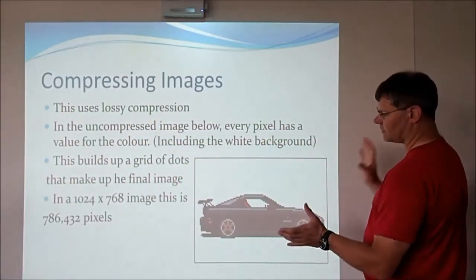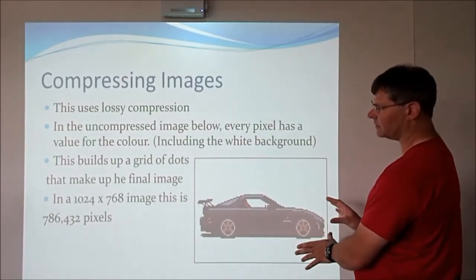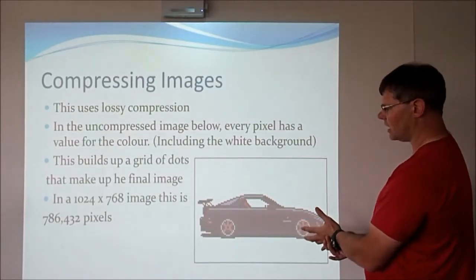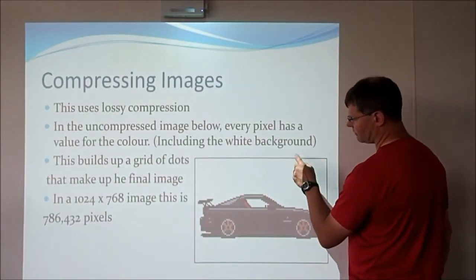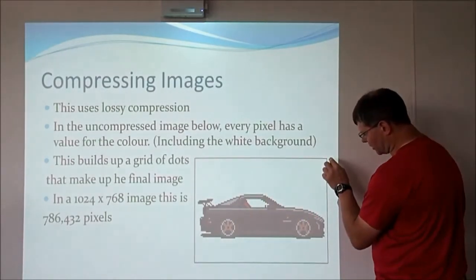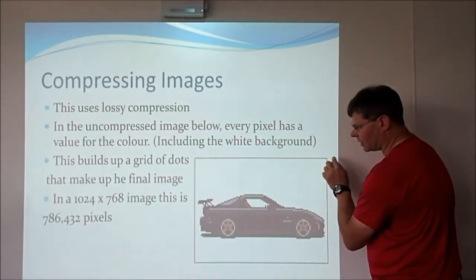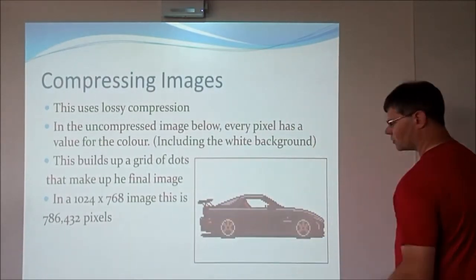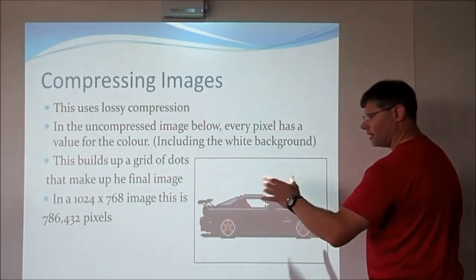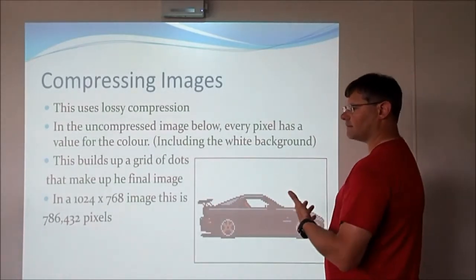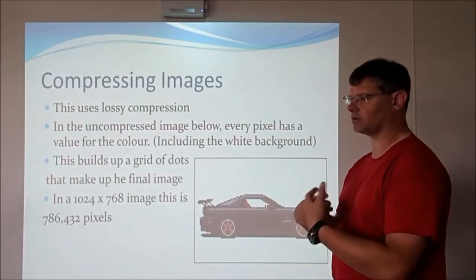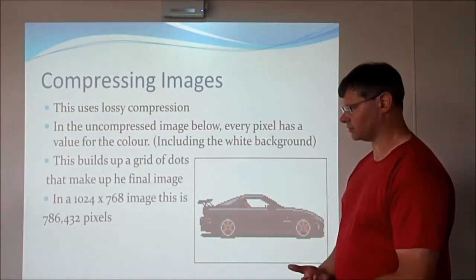So if we use this picture as an example, which is a very, very basic picture, an uncompressed version of this, every single pixel of this picture is going to have a value saying, right, this pixel is white, this pixel is white, this pixel is white, all the way through, until you get to these ones, you go, oh, well, this one's black, and this one's black. But every single pixel in that image is going to have its own value for a colour, so it's taking a bit of memory for every single pixel.